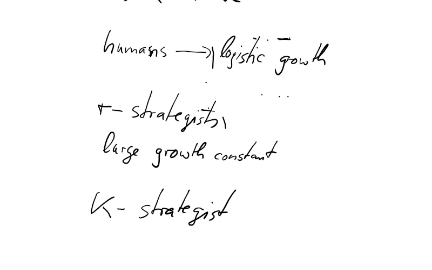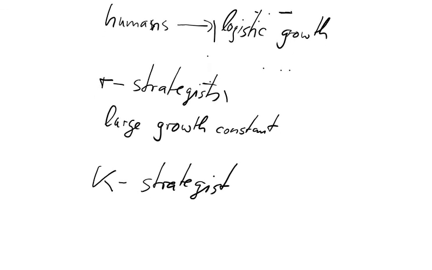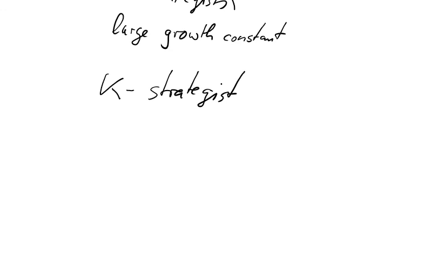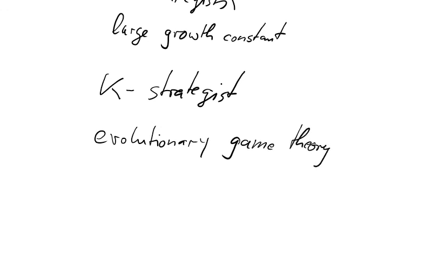Actually, this concept of R and K strategy has been questioned recently, and there are new suggestions out there which talk about, for those of you who are interested, evolutionary game theory. So if you are fascinated by this topic like I am, have a look at evolutionary game theory.